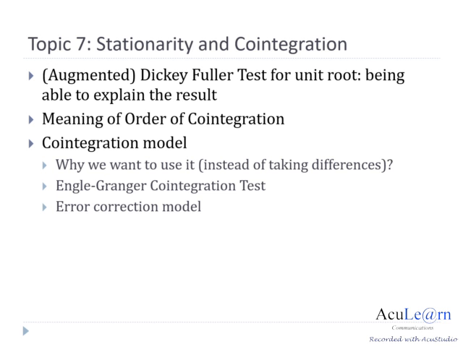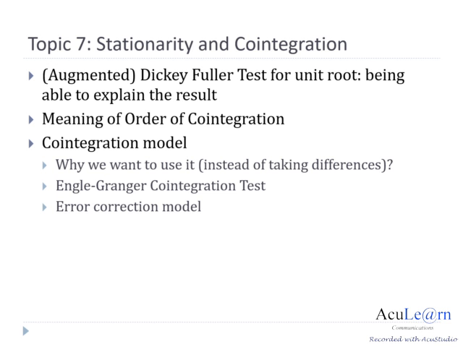In general, suppose we have a few I1 variables. It only happens when you have I1 variables. If you have a few I1 variables, and if you run a regression between them, and if the residual is stationary, then we say there is co-integration between these variables, and you can still run this kind of regression. That's the key idea of co-integration.